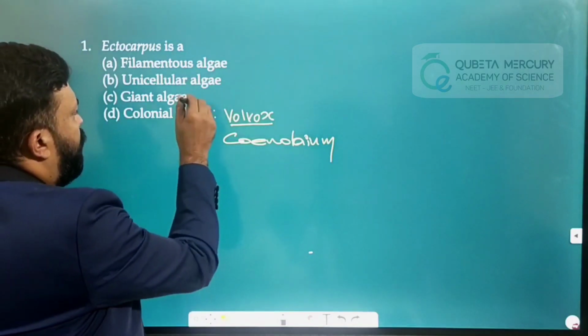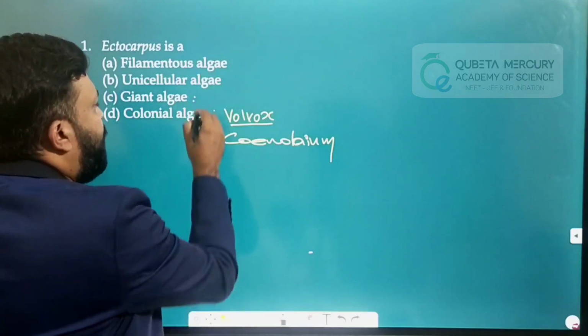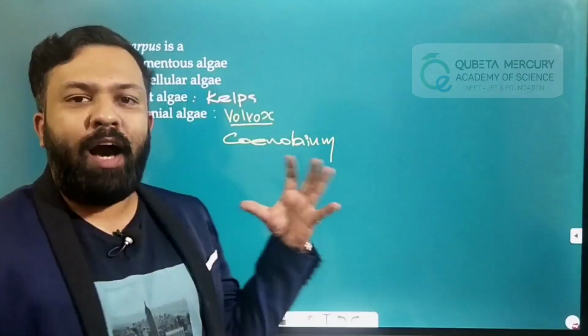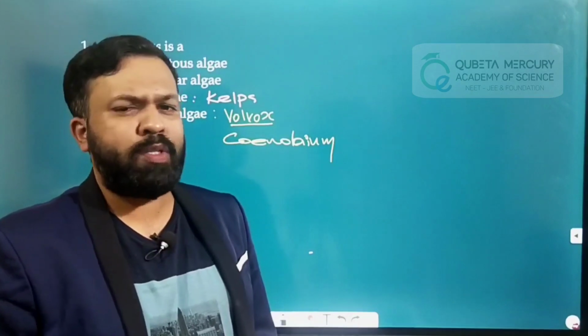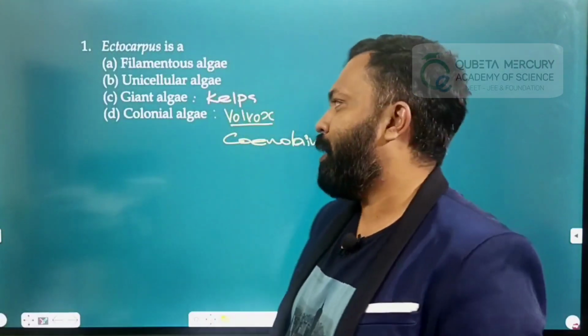Option C is giant algae. As you know, the giant algae members are the kelps, the massive marine algal bodies, for example, laminaria, sargassum, etc. But we also cannot find Ectocarpus there.